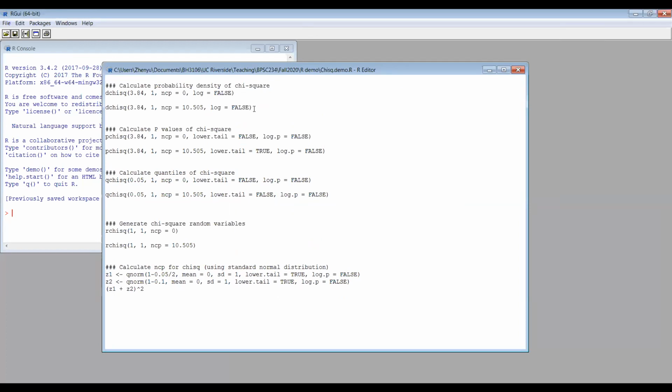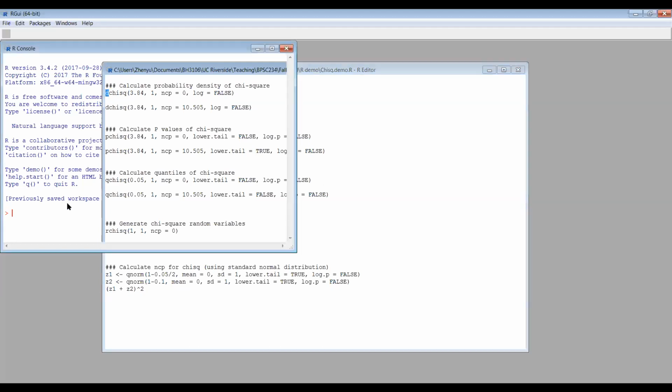So for example, you do not have to include any package for implementing this R code, because those are the basic R functions. They have already been included in the R basic package. So this is the function called dchisq. The chisq is for the distribution type, and the d means the density function. All right.